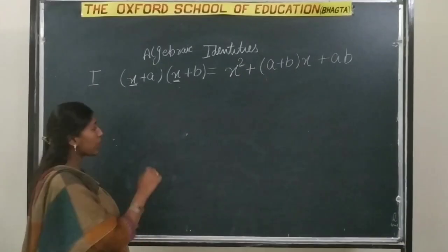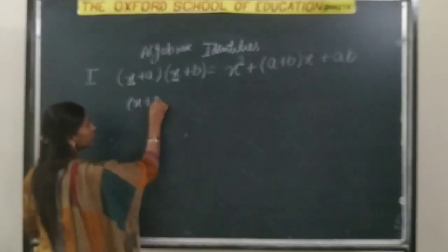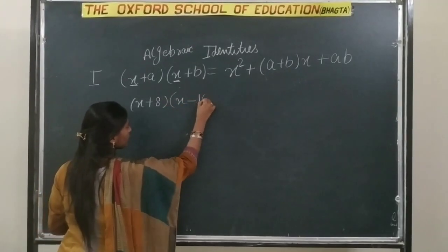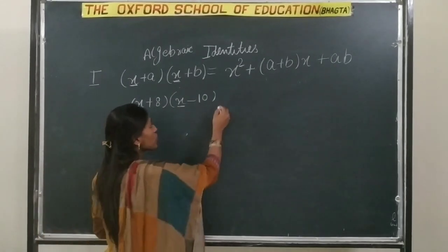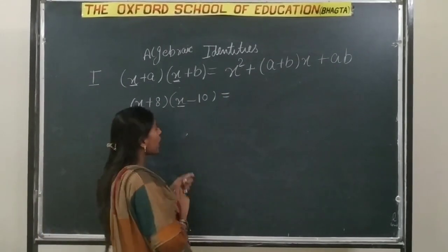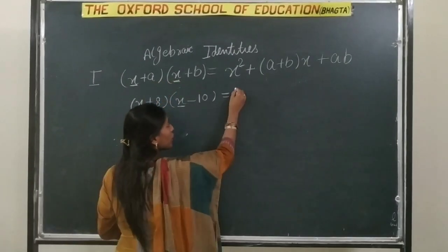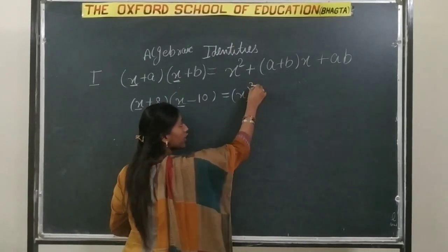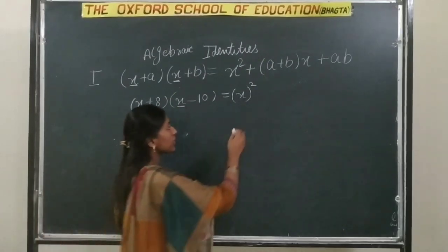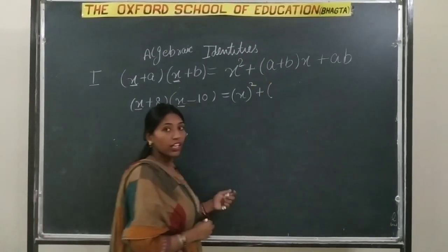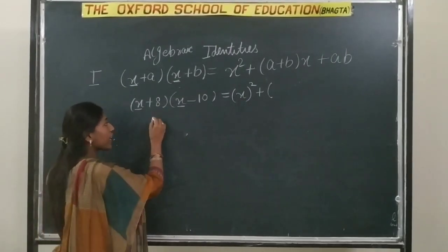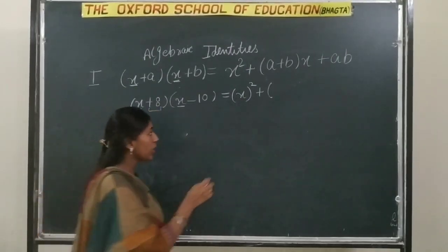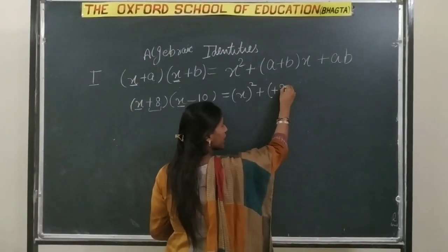So let us do one question from exercise 2.5. We have the question (x + 8)(x - 10). So the first term is the same in both brackets. So this is equal to what? Apply the identity. First of all, x², which is here, then plus a. What is the value of a here? Value of a is plus 8.